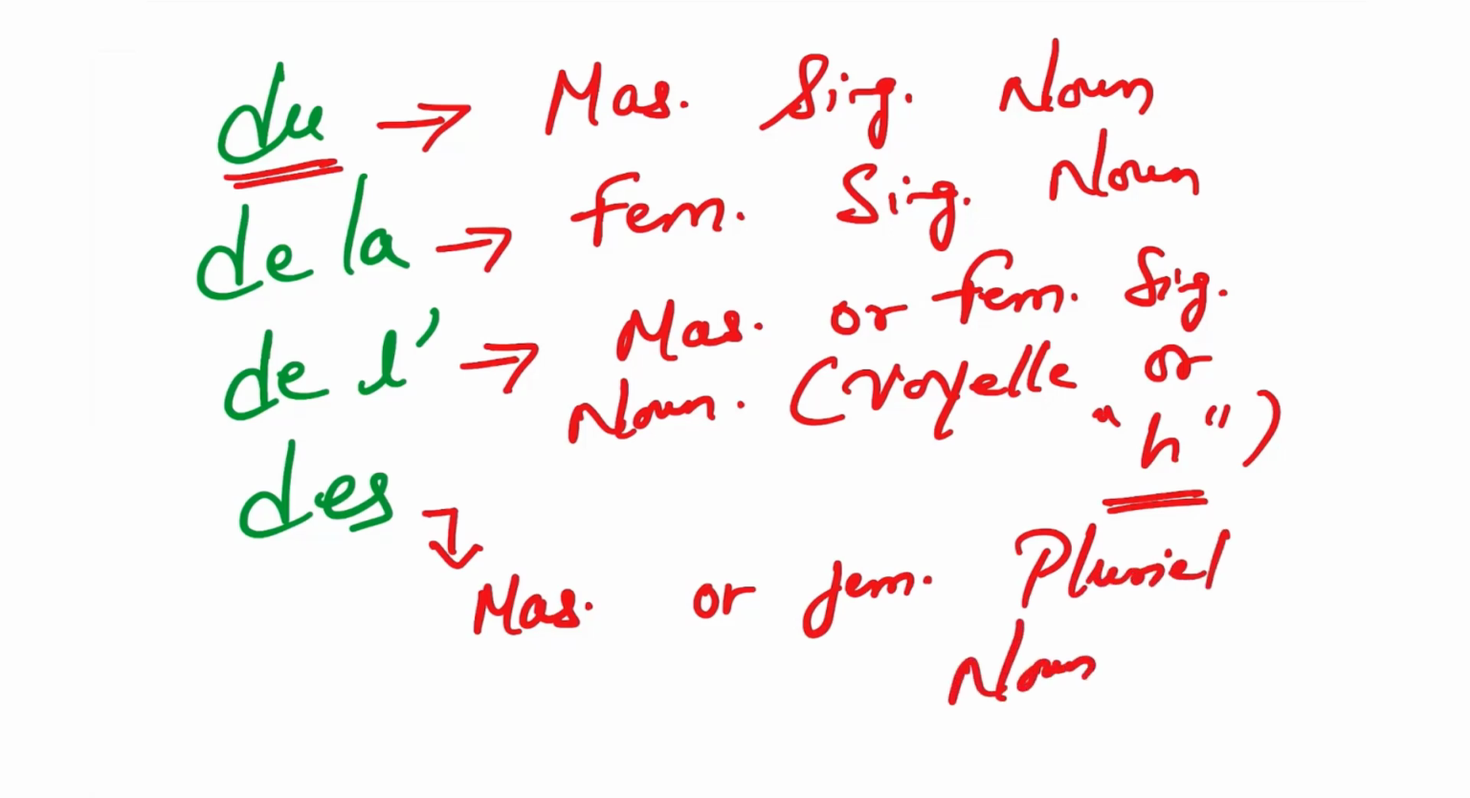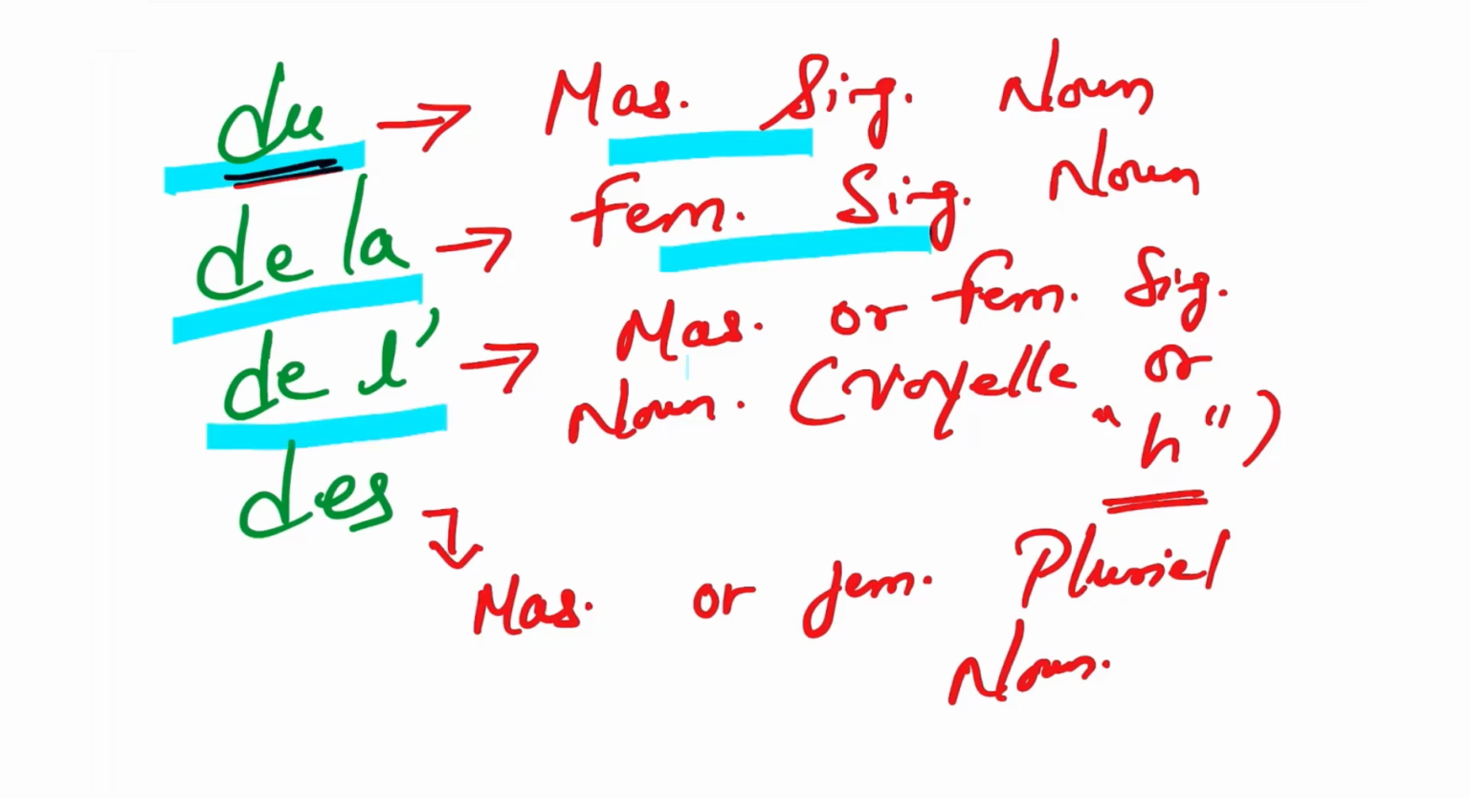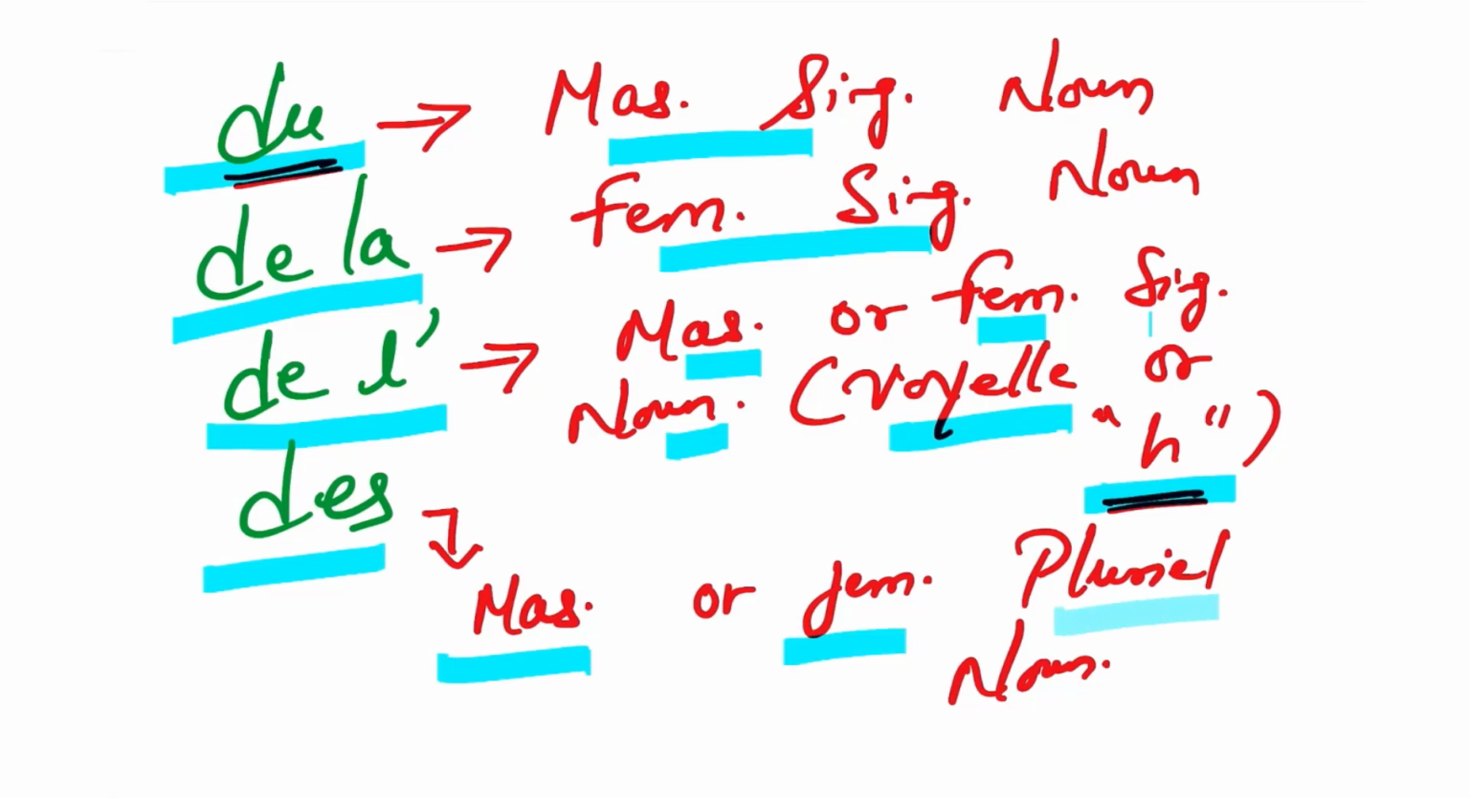Okay? So let's revise this once again. Du will come in front of a masculine singular noun. De la will come in front of a feminine singular noun. De l' will come in front of a masculine or feminine singular noun, but the noun should start with a vowel or a silent H. Okay? Des will come in front of a masculine or feminine plural noun. So let's do some examples and it will be clear to you.